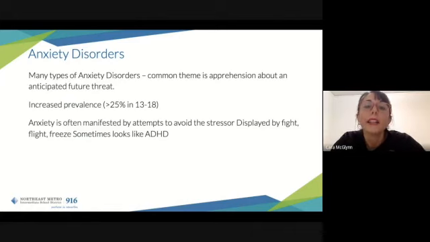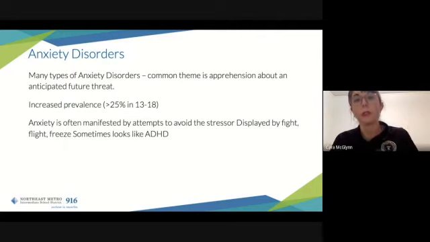I also want to highlight here that anxiety can sometimes look like ADHD. When a person who is anxious is misdiagnosed as having ADHD, what happens is they're often prescribed a stimulant. I don't know about you, but when I'm really anxious and I have coffee, it does not help. Most people are actually made up that way. So when we give stimulants to people who are actually anxious, we make it so much worse.